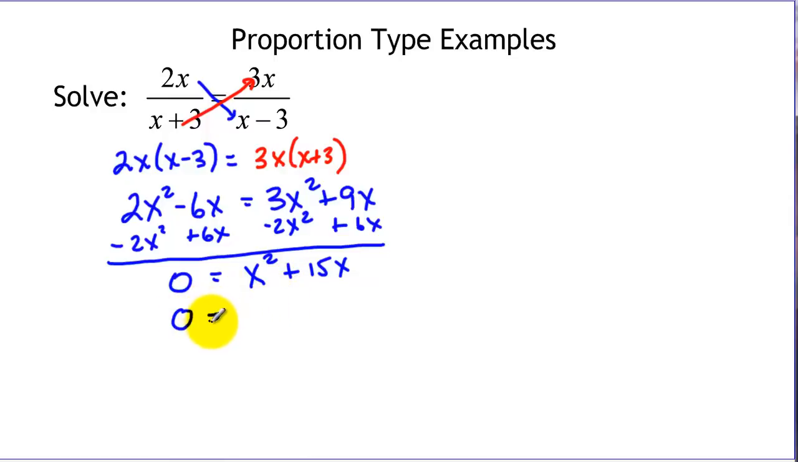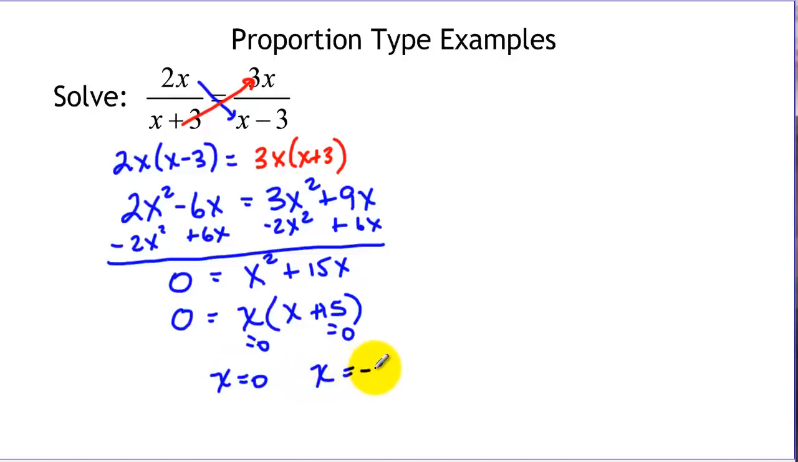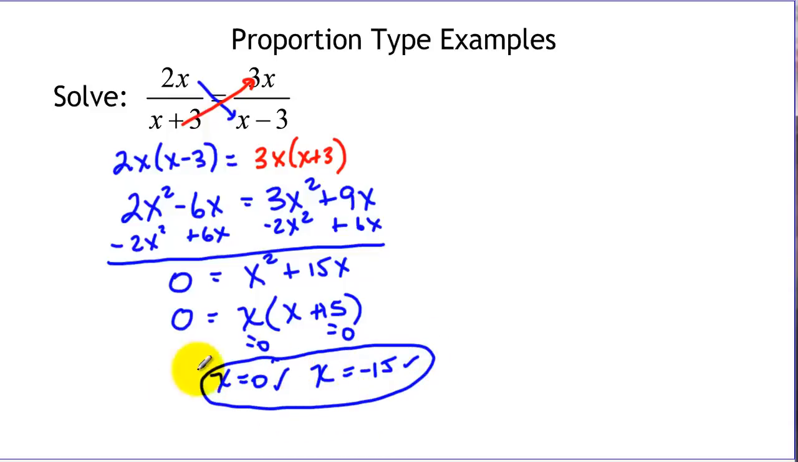So on this side, both terms have x's, so we can use our GCF factoring to factor out an x. And now we set each of these terms separately to 0, and we get x equals 0, and we get x equals negative 15. Now if we go back to the original problem, if I put 0 into this denominator, I don't get 0, and I don't get 0 here, so this solution is a good solution. And if I put negative 15 either here or here, again, I don't get a 0, so that's a good solution. So this particular problem had two solutions. All right, let's look at another one.